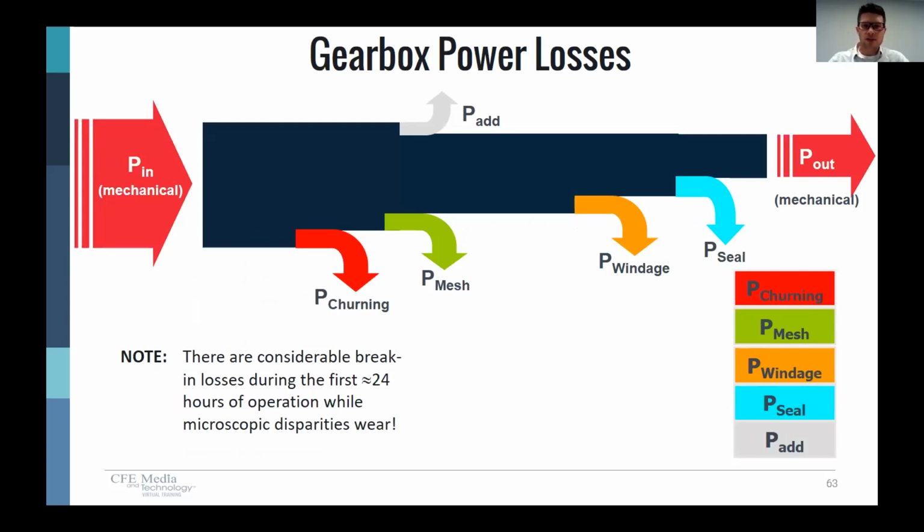All right, the next part of the system we're going to talk about is the gearbox. This is a really big part of the system, and this is where we can stand to make a lot of gains in our efficiency. Some of the losses in the gearbox are going to be churning losses and mesh losses, and that's where the teeth actually come together. We can also have windage and seal losses. There are other losses too, but we're just going to concentrate on the ones that we can really make a big difference with.